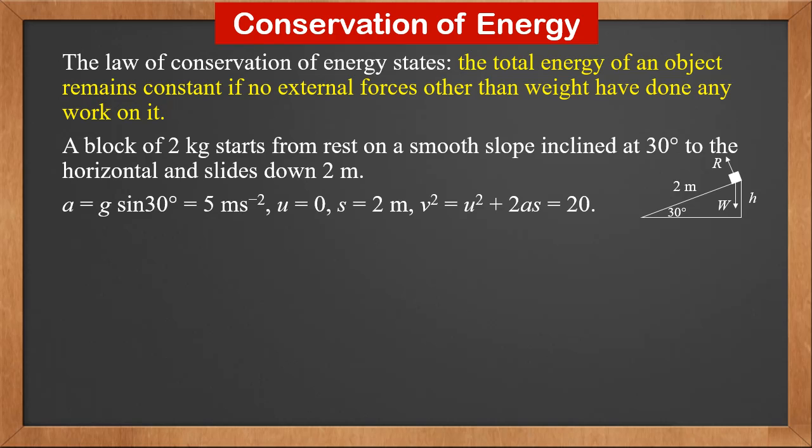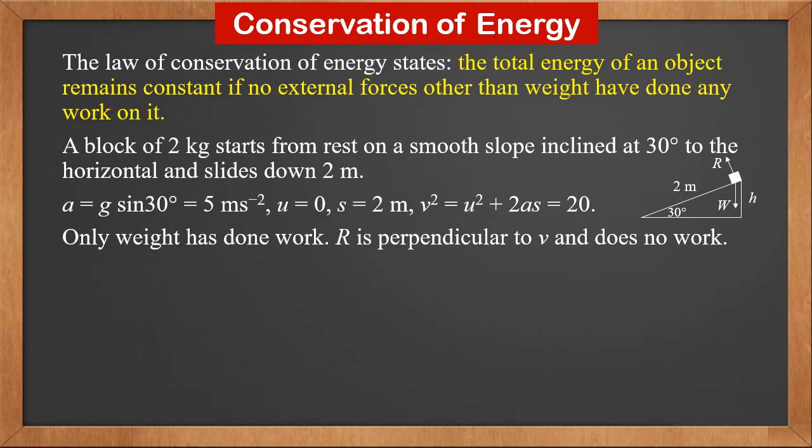Resolve W and use Newton's second law of motion, we can get the block's acceleration as g sine 30, which is 5 meters per second squared. u is 0. s is 2 meters. Using the formula, v squared equals u squared plus 2as, we get v squared is 20. We can see only weight has done work. R is perpendicular to v, so it does no work.